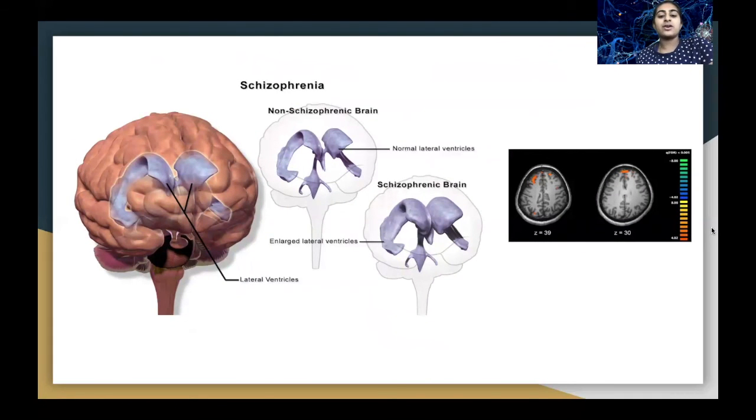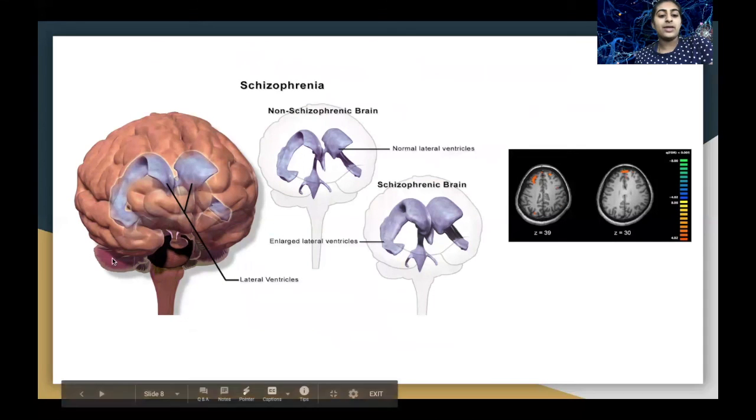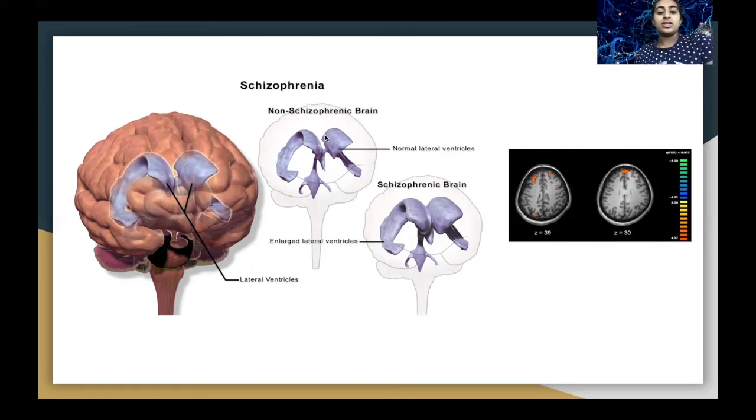Now, these are two images for schizophrenia. So here in the brain, there are these lateral ventricles. In a non-schizophrenic brain, there are these normal lateral ventricles, whereas in a schizophrenic brain, the ventricles are very enlarged. Also, in this image, there is more activity in certain parts of the brain for a schizophrenic patient in comparison to a normal patient.